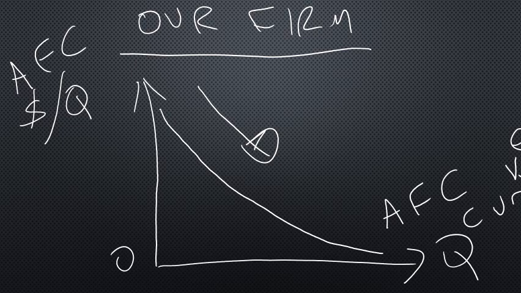And all along this average fixed cost curve, we can identify the 4 production stages. 1, 2, 3, and 4. Remember the 4 production stages? You should.